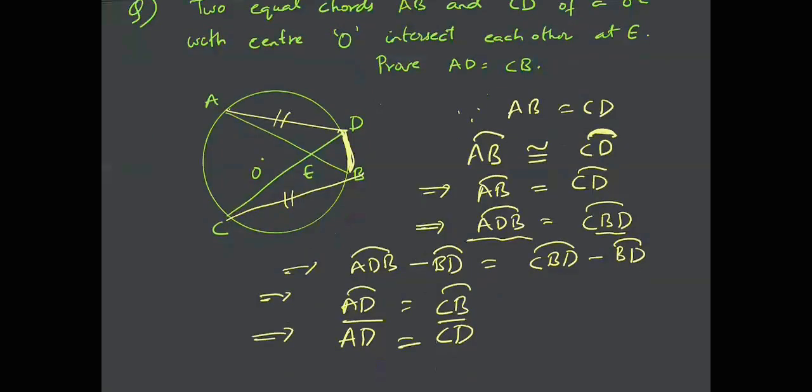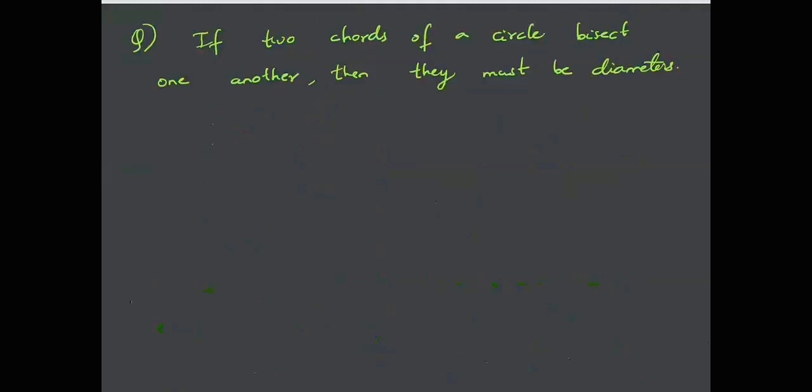Yes, let us move to the next one. Yeah, try this question. If two chords of a circle bisect each other, then they must be the diameters.